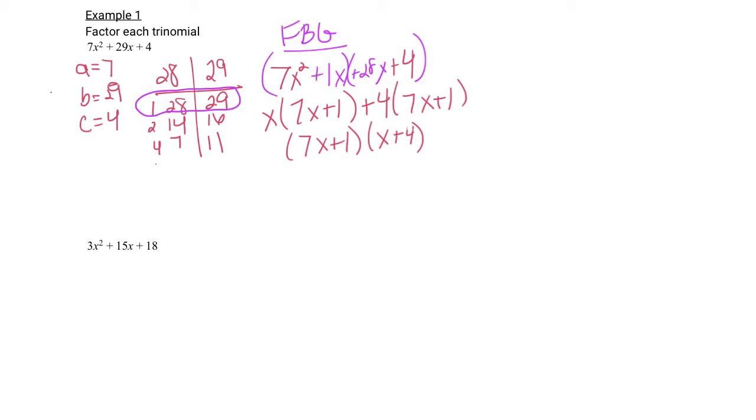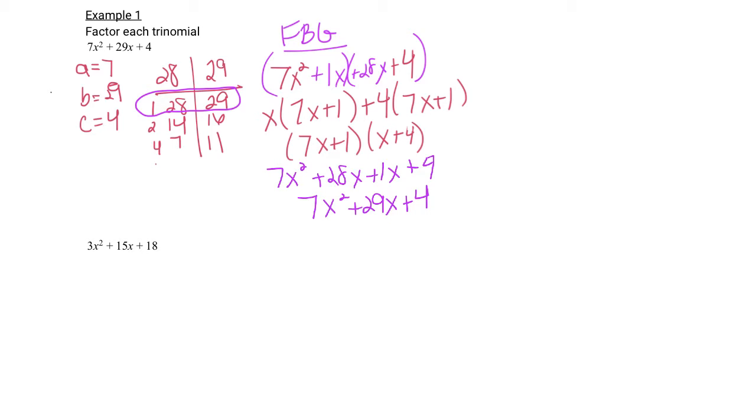Let's multiply them together to double check. We get 7x squared plus 28x plus 1x plus 4. Oh, geez, it hates me. Combine like terms: 7x squared plus 29x plus 4. Looks the same to me.